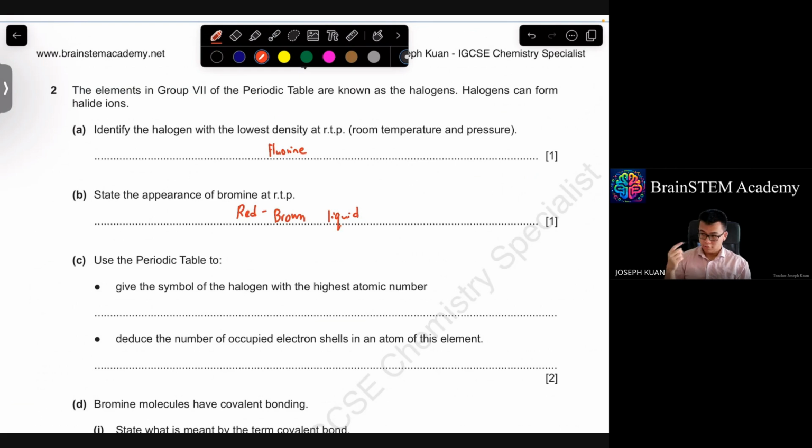Okay, now use the periodic table to give the symbol of the halogen with the highest atomic number. That, I believe, will be tennessine. So the symbol is Ts.